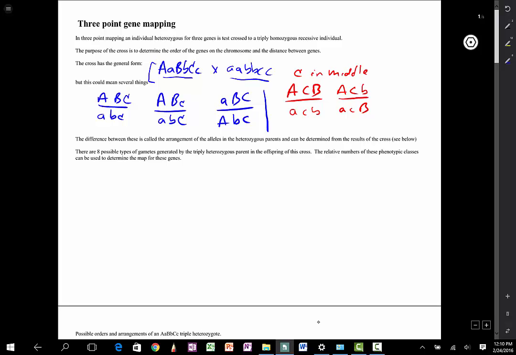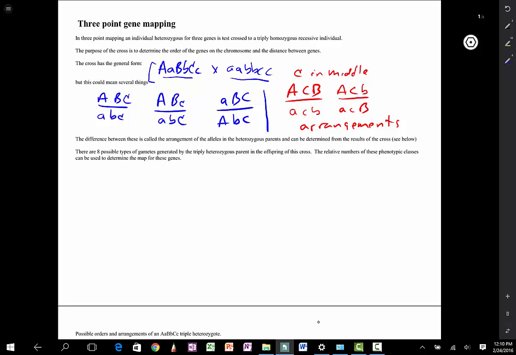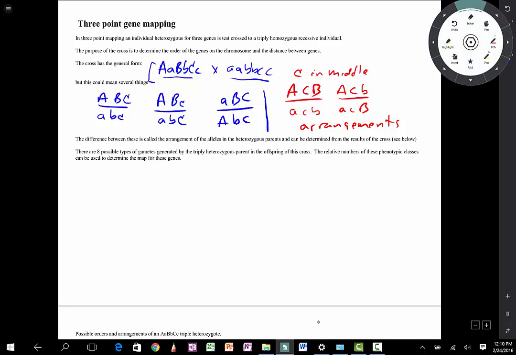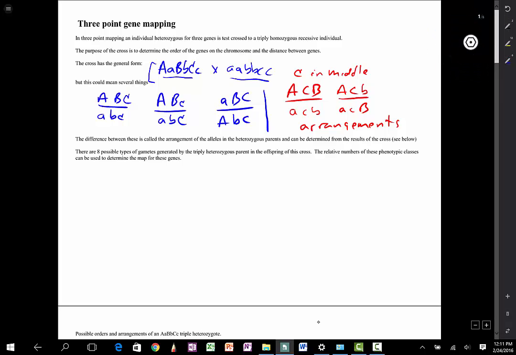And we've got 2 possible different, these are called arrangements, like coupling or repulsion arrangements. We've got some different ways that they can be arranged on the chromosome. So we've got to figure that out. But we could have B in the middle, we could have C in the middle, but we could also just as easily have A in the middle.